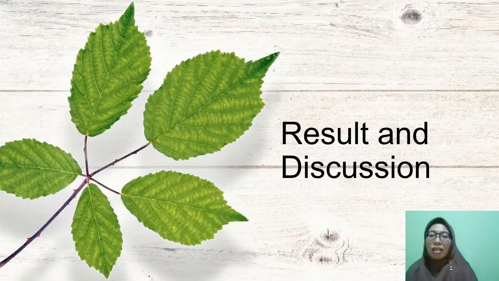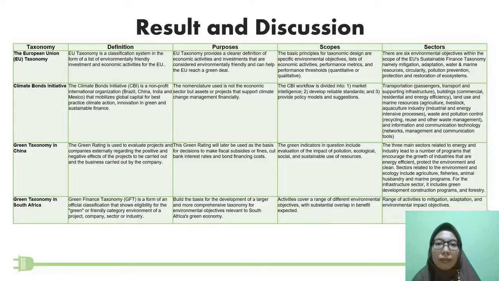The third section is result and discussion. There are 7 taxonomies that identified in this research, and the analysis will be divided into 4 sections, namely definition, purposes, scopes, and sectors. The first taxonomy is the European Union or EU taxonomy.